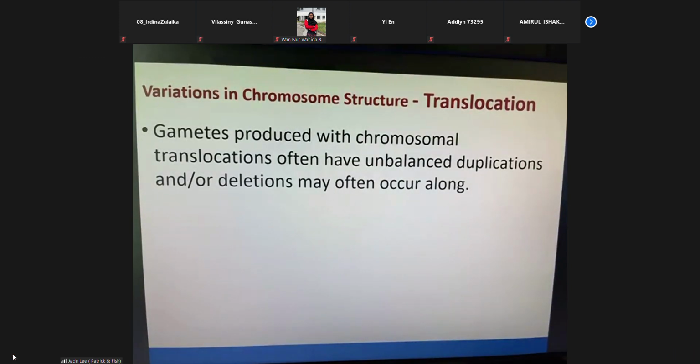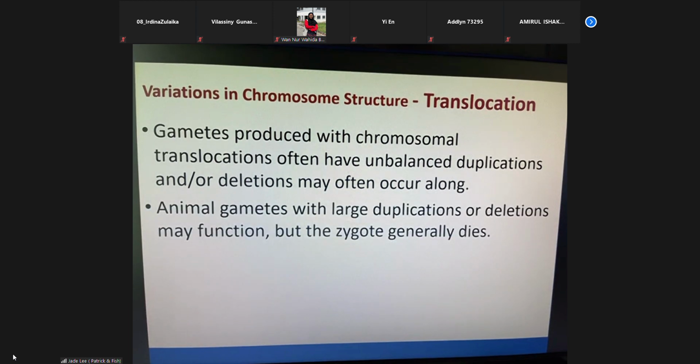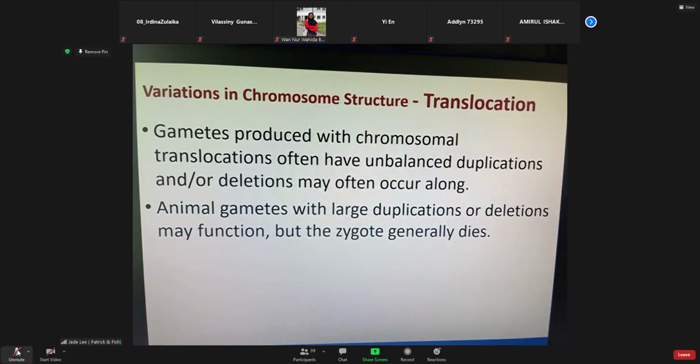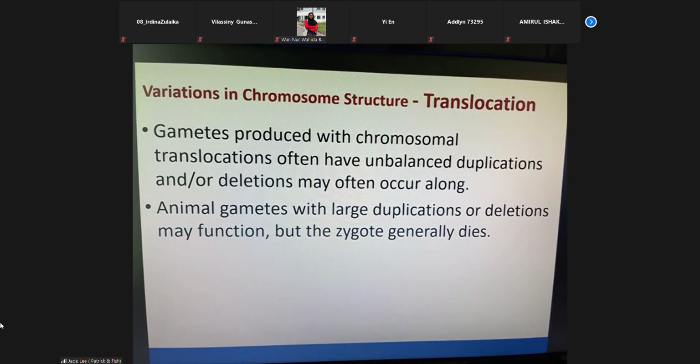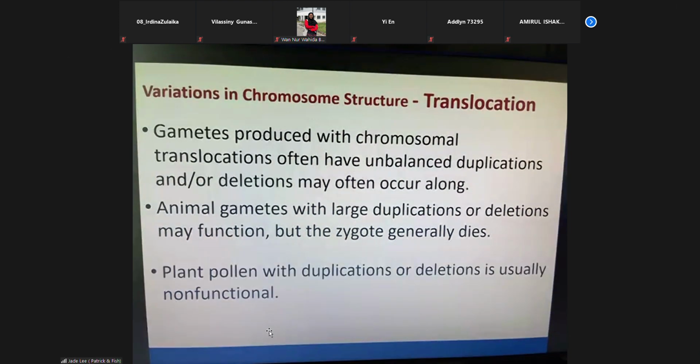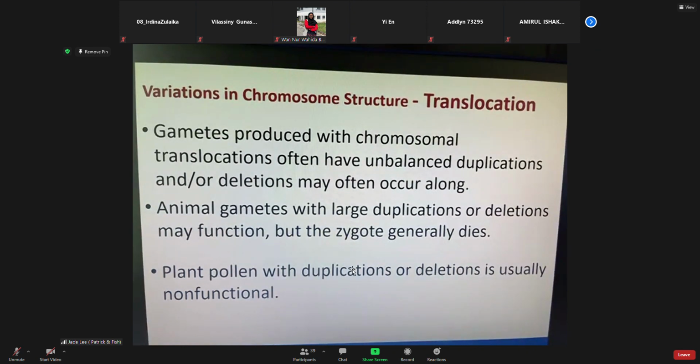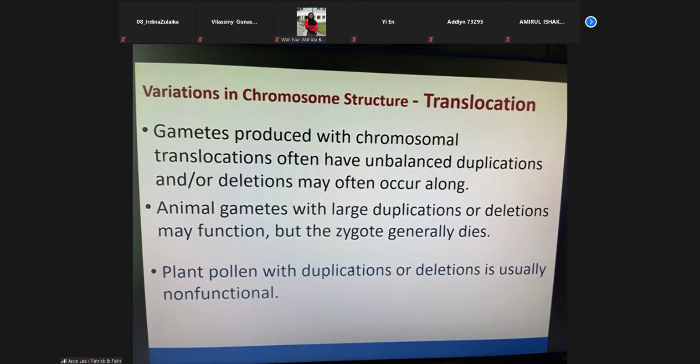So a gamete produced with chromosomal translocation often have an unbalanced duplications or deletions that may occur along. So animal gametes with large duplications or deletions may function, but the zygote generally will die. Right? Zygote dia akan memberikan konsekuensi yang sangat serius kepada zygote lah. So plant pollen with duplications or deletion is usually non-functional. Dia tidak memberikan fungsi. Okay?